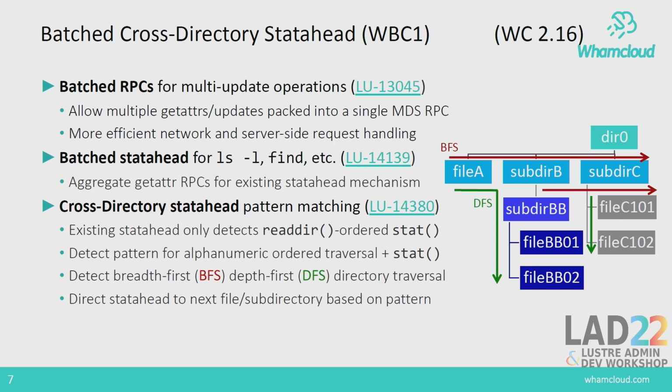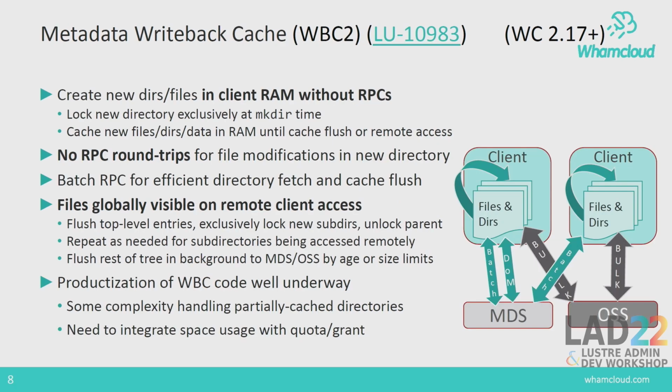And so rather than just doing stat ahead in one directory, we can do cross-directory stat ahead. And that will speculatively prefetch attributes in a whole directory tree if we detect that a pattern like that is being used by the application. And so that's good for find and other kind of browser type applications that are accessing a whole tree of files. And then that's the preliminary.